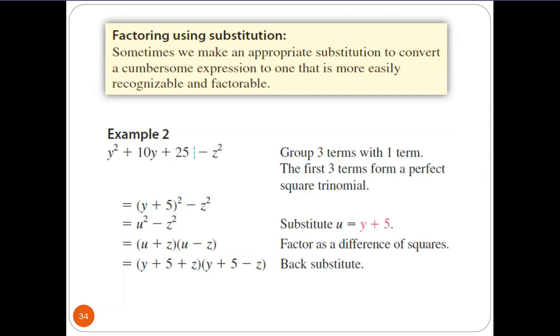Let's see this one with 4 terms. We have 3 terms. If we put it like this here, we can take y as a common factor from the first group. In the second group, we have 25 minus z squared. We don't have any greatest common factor.